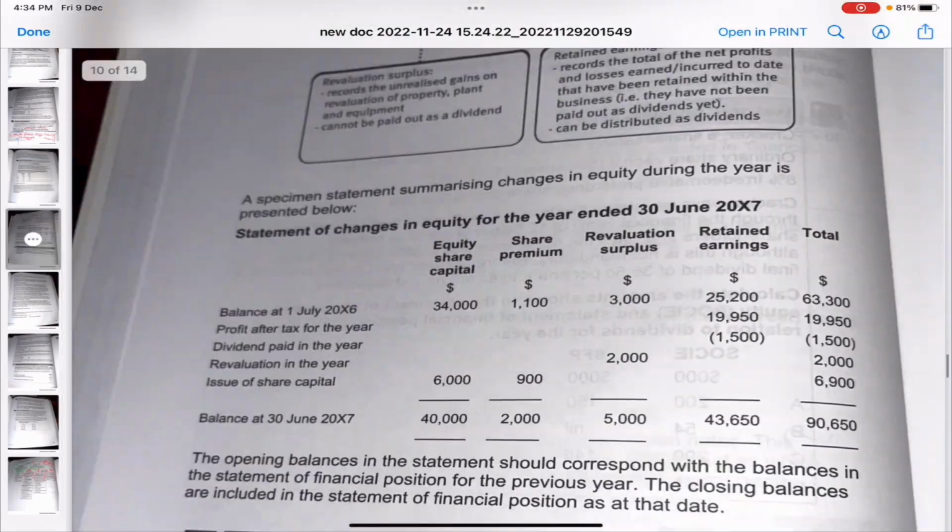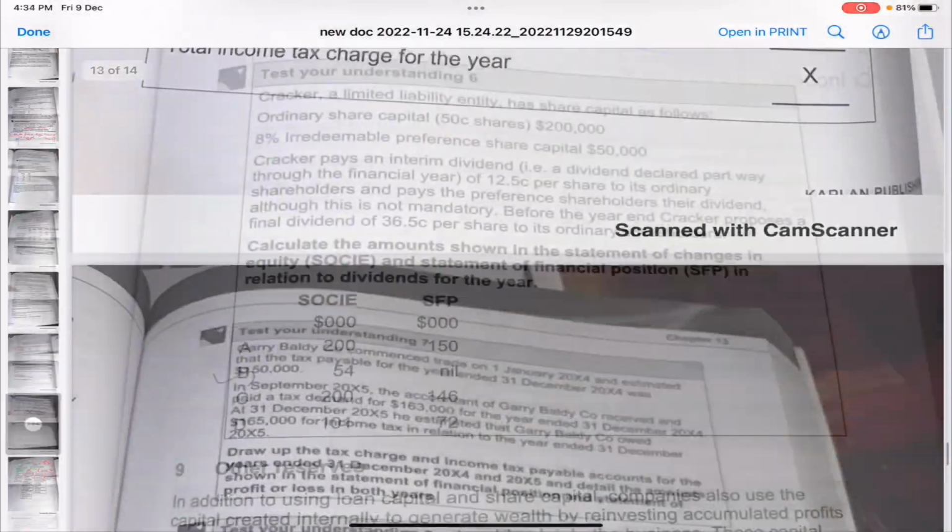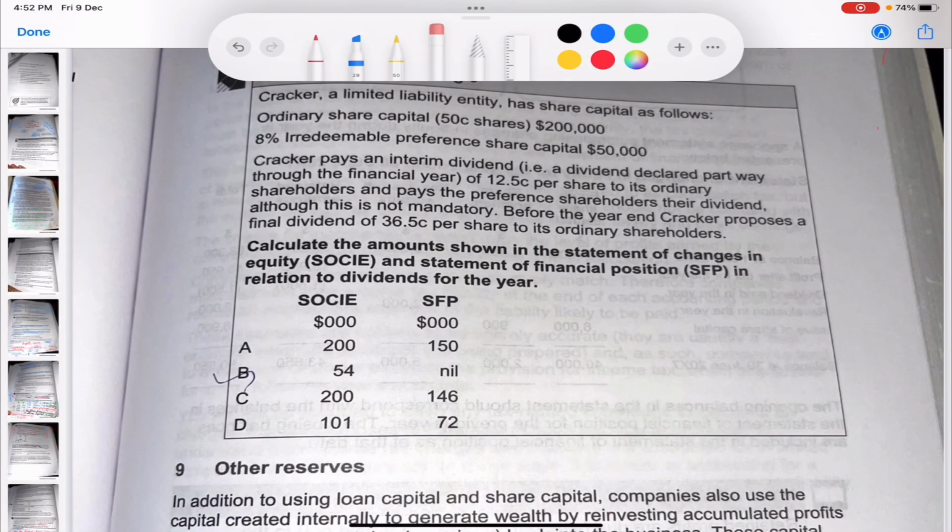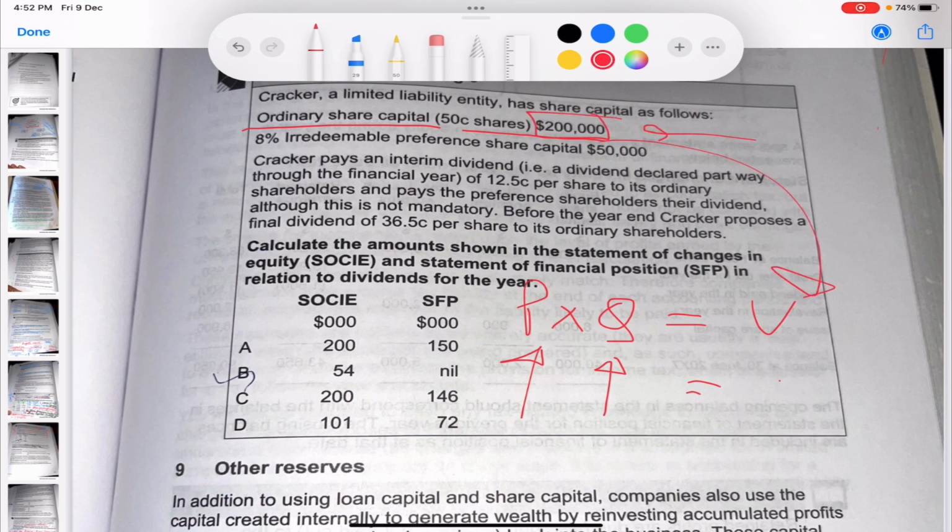Let's see how much of the chapter is left. Okay, let's quickly start with the question. Cracker, a limited liability entity, has a share capital. It has ordinary share capital of this much. Keep in mind, in the previous questions we were always given the number of shares. Here we are given the total value of the shares. Price multiplied by quantity gives you the total value. That is what we used to do. But here they have already given us the value, so we need to find out the number of shares, basically the quantity, using the unitary method.